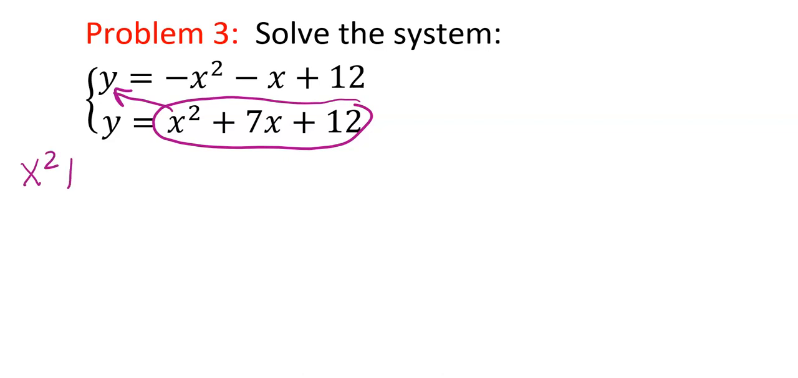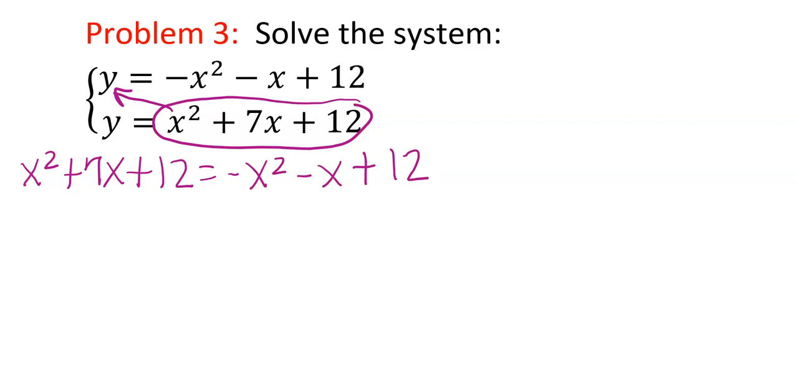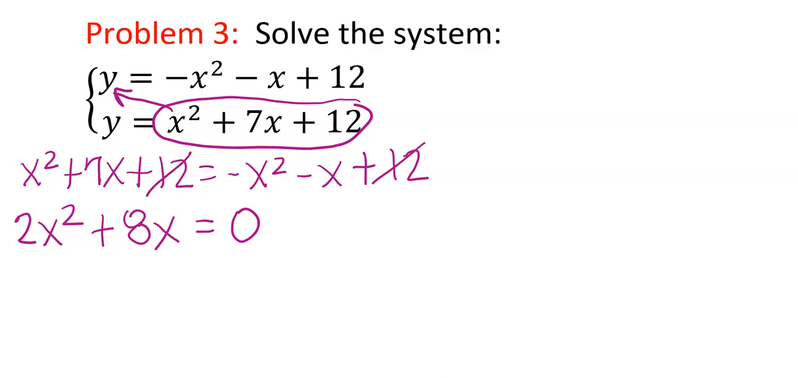So on the left, x squared plus 7x plus 12. On the right side, negative x squared minus x plus 12. And then we will bring them to whatever side you want. I'm going to bring them to the left because then my x squareds will be positive over there. So I'm going to add x squared to both sides. I'm going to add x to both sides. And I'm going to subtract 12 from both sides. When you subtract 12, the 12s actually cancel.